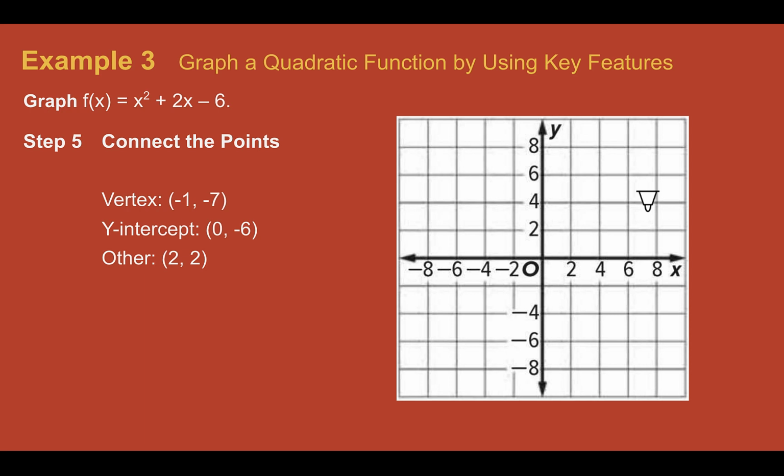In general, you're going to want at least 5 points for a quadratic. The vertex should be one of them. The y-intercept should be one of them. Determine another one, and then use some symmetry to figure out a couple others.